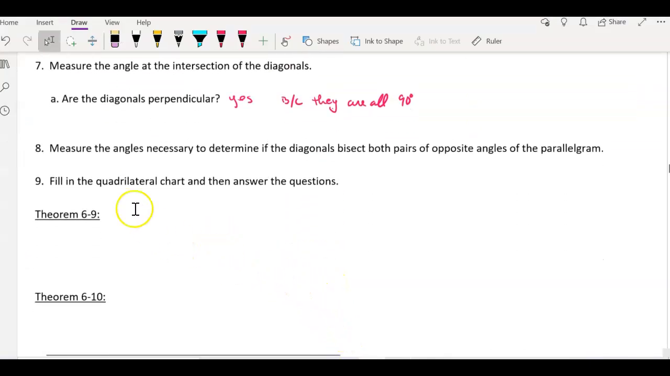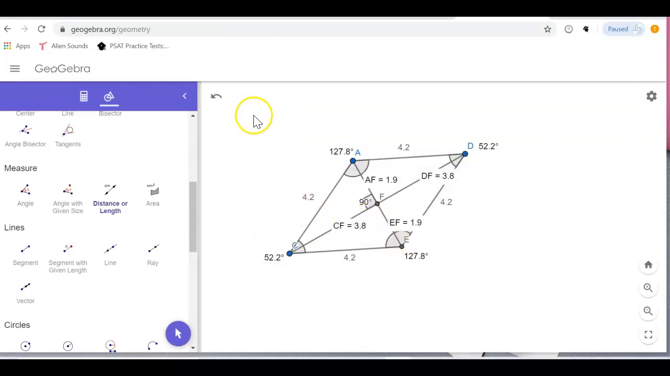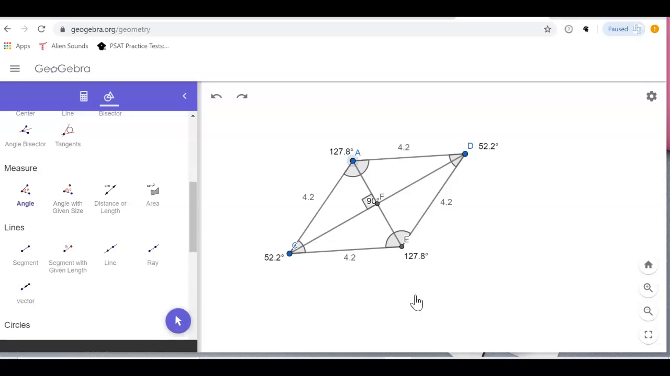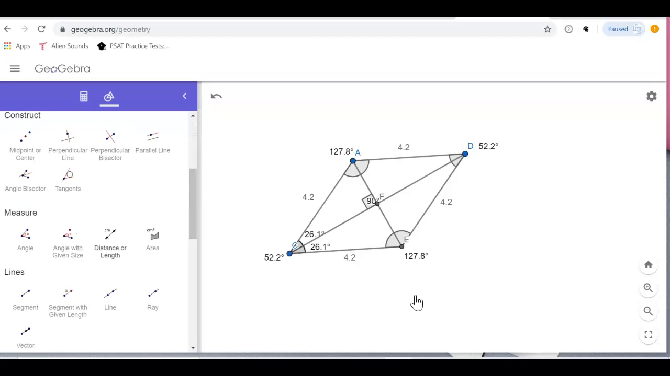Okay, now next, do the diagonals bisect opposite angles, right? So when I look here, and I'm just going to hide all these measurements, what we're going to measure is these two angles. So we're going to measure this angle here, and then we're going to measure this angle here. And if I move the measures so it's easier to see them, that's 26.1 degrees, that's 26.1 degrees. And if you look, I can go around and measure all of these angles.